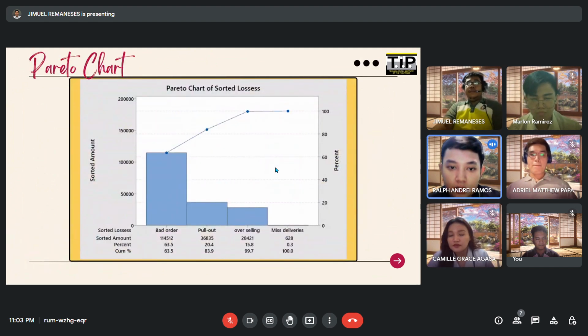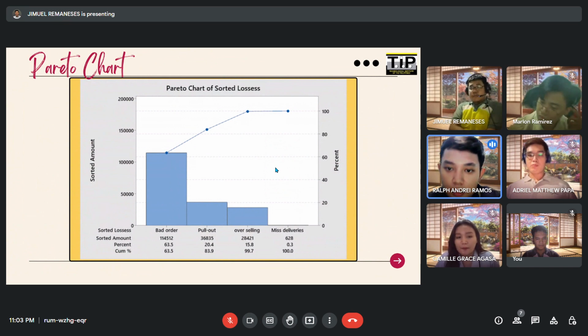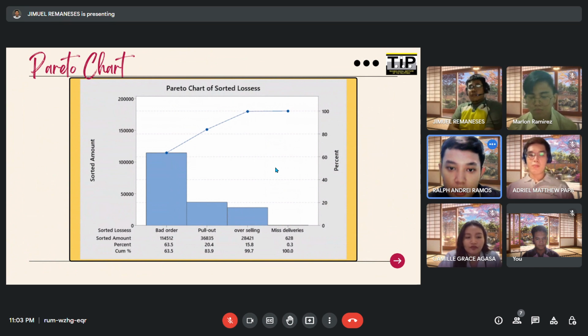The Pareto chart shows the types of losses that the company has and the occurrence of those losses. Bad orders lead with a sorted amount of 114,512 pesos. The majority is in bad orders and the minimum record is missed deliveries. So the major concern is the bad order which is being generated in the warehouse.